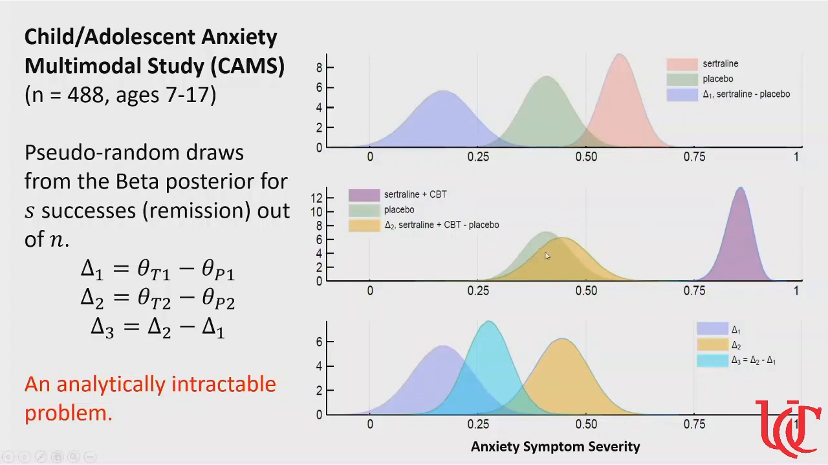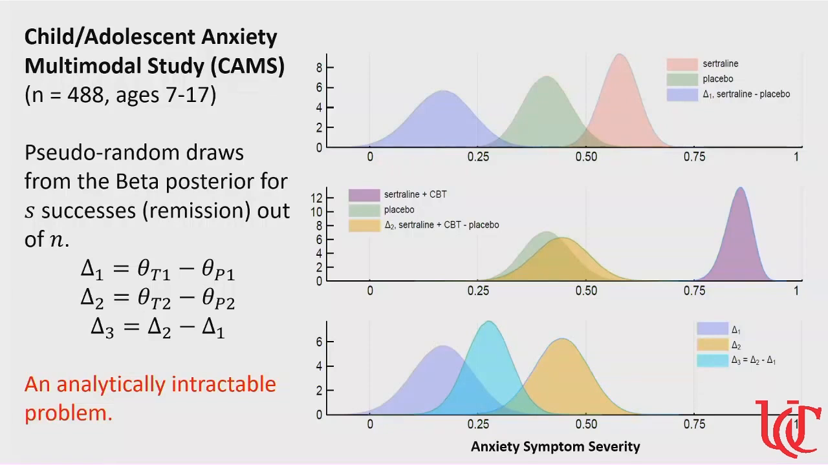And then even better, what's really cool is now I can do the difference of the difference, okay? No fancy math required. I've got all the draws from this distribution, the yellow one, which is the difference between the combined therapy and placebo, and I've got all the draws from the purple, Lewis purple distribution, I don't know what color you call that, between the monotherapy, sertraline, and placebo. I take those two distributions, I take the difference of the draws from those, and this is the distribution of the difference of the difference.